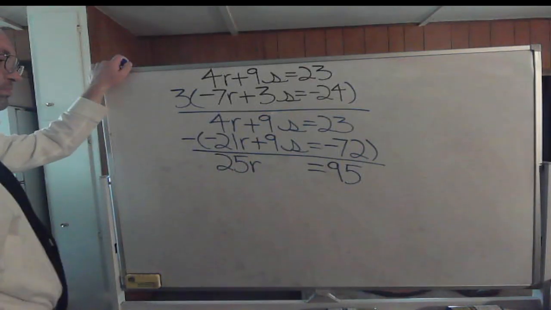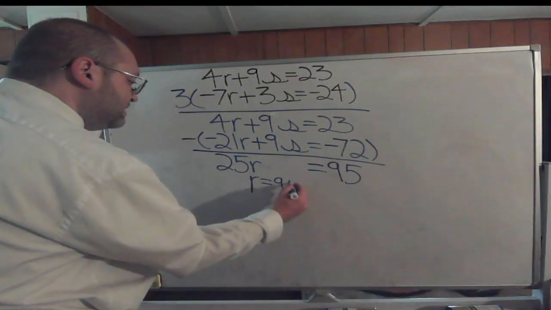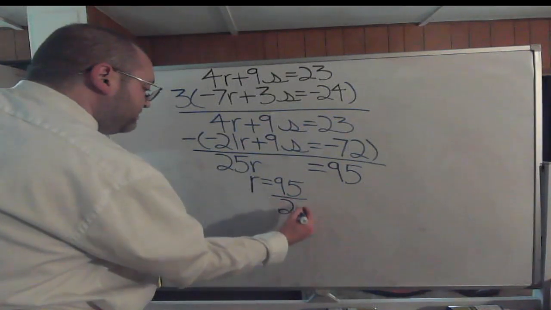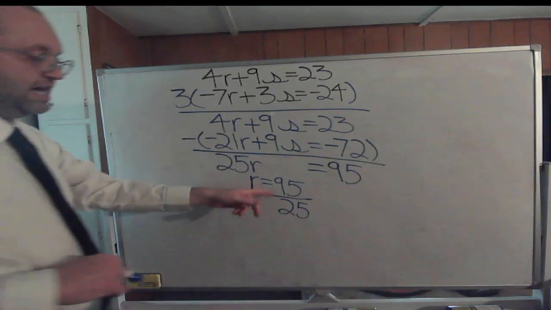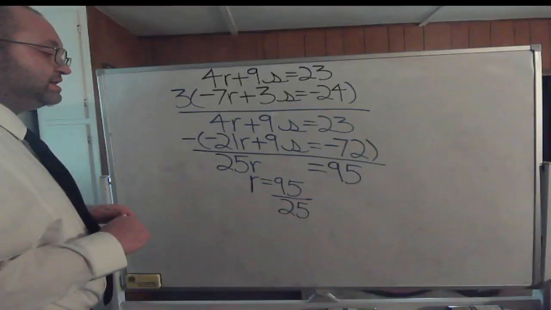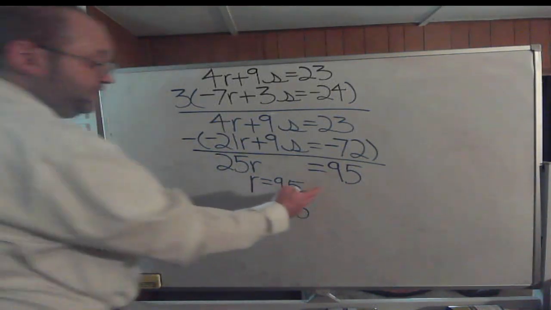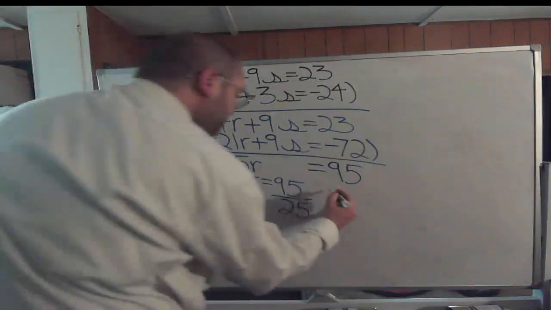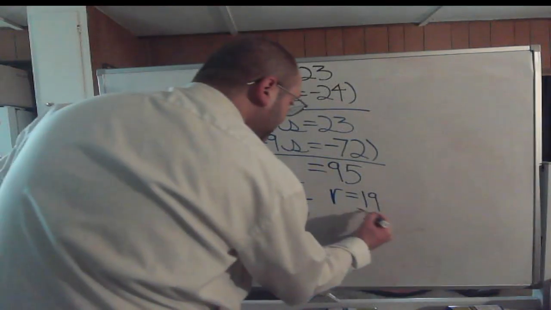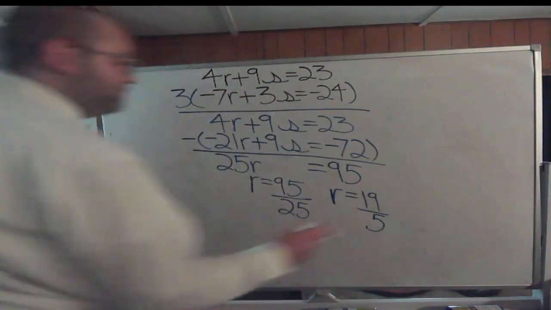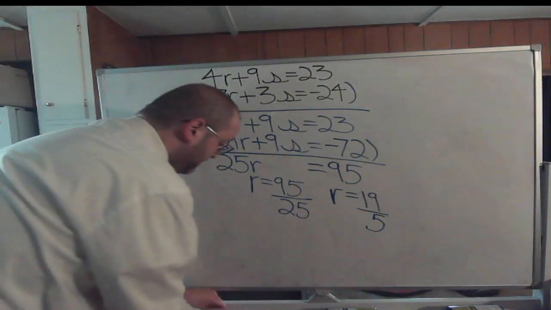Well, we need to solve for r. That would be 95 divided by 25. But they both have a common factor of 5, do they not? So what I'm going to suggest here is we simplify this. 95 divided by 5, that's going to be 19. And then 25 divided by 5 is 5. So the r value for your solution is 19/5. Yes, you will get fractions sometimes.